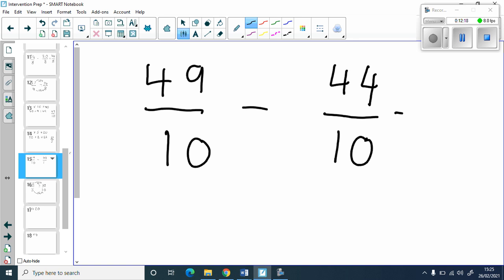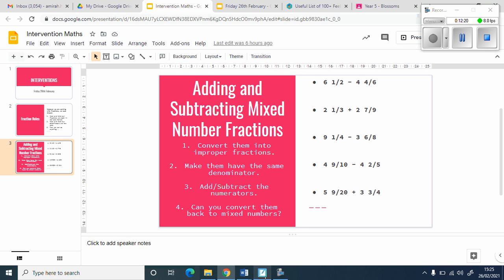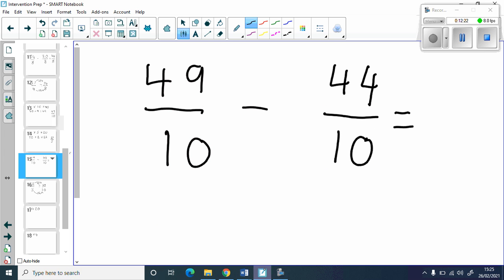And now we do step 3, which is add or subtract the numerators. We are subtracting in this question. So 49, take away 44. Just count up from 44.